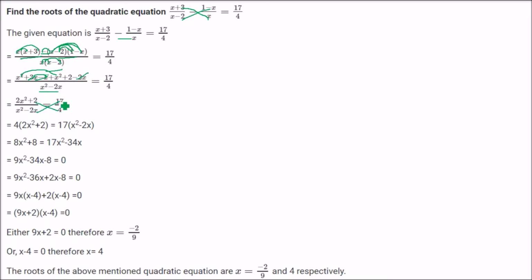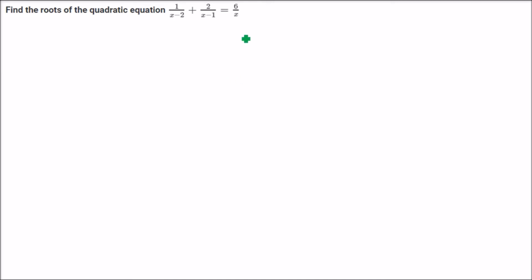Here x square minus 2x, multiply this by 4, multiply this by 17. The equation will be like this. So here we have 8 9s are 72 and 36 into 2 is also 72. So you can write minus 34x as minus 36x plus 2x. You can take 9x common, x minus 4. You can take 2 common, x minus 4. So this will be x minus 4, you can take common, it will be 9x plus 2. So it will be 9x plus 2 and x minus 4. This gives you x equal to 4. This gives you x equal to minus 2 by 9. So x equal to 4 and minus 2 by 9. These are the solutions, or these are the roots.